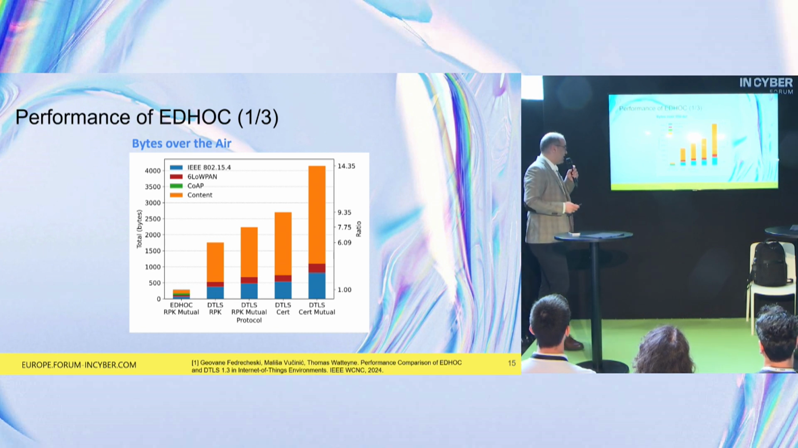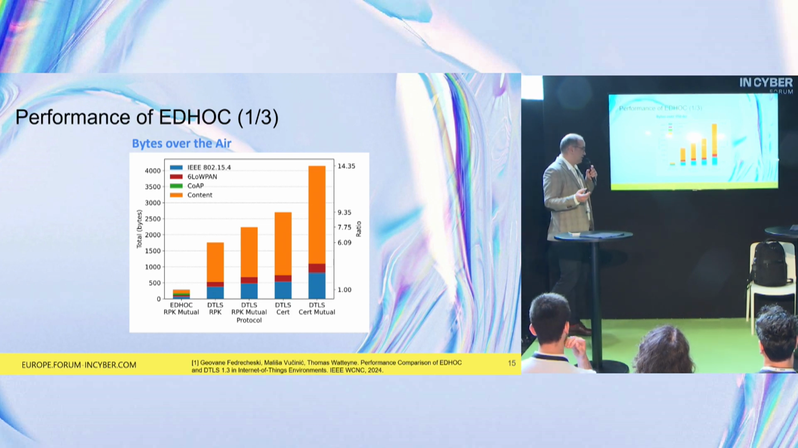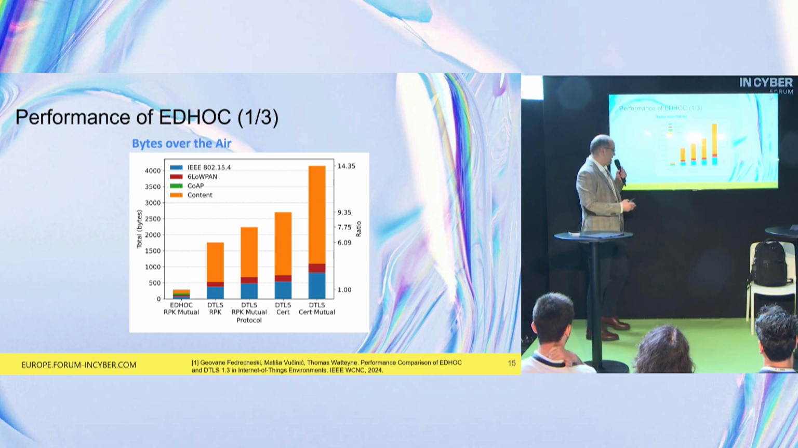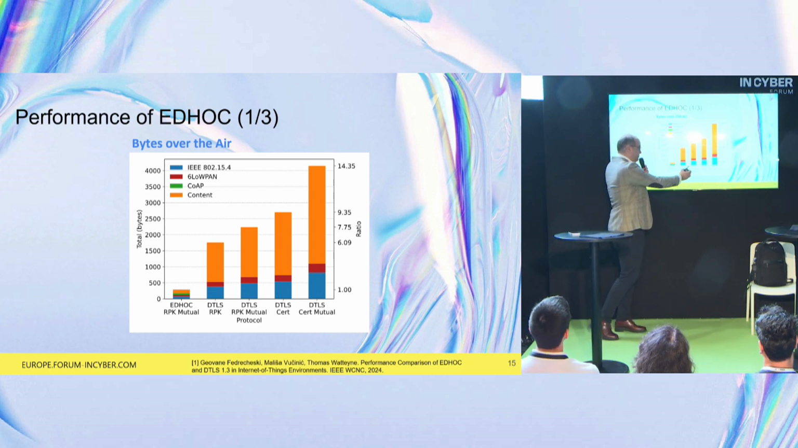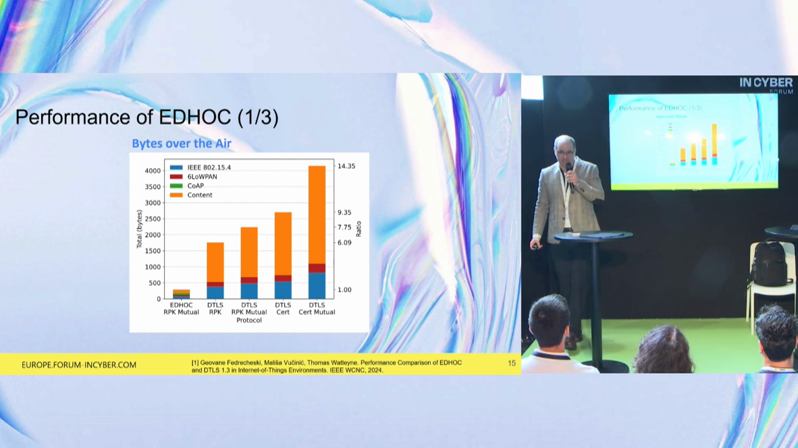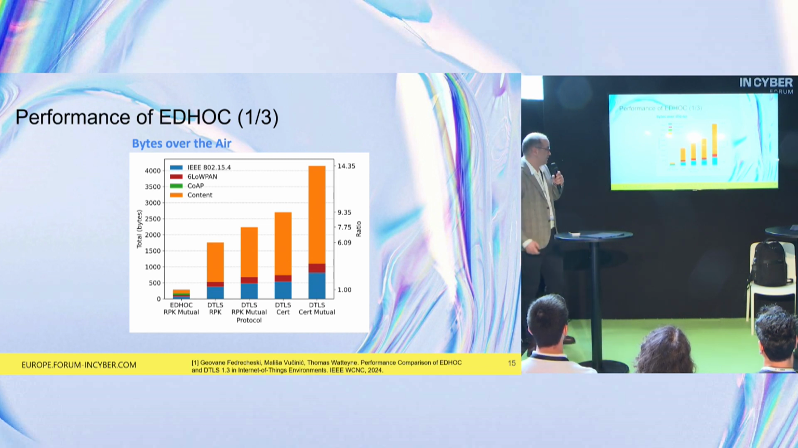What you can see here is how EDHOC compares to TLS 1.3 in its different configurations. The fairest comparison would be EDHOC with raw public keys compared with DTLS with raw public keys and mutual authentication.